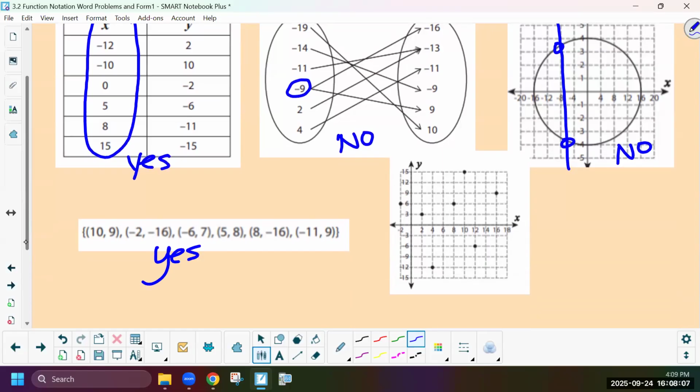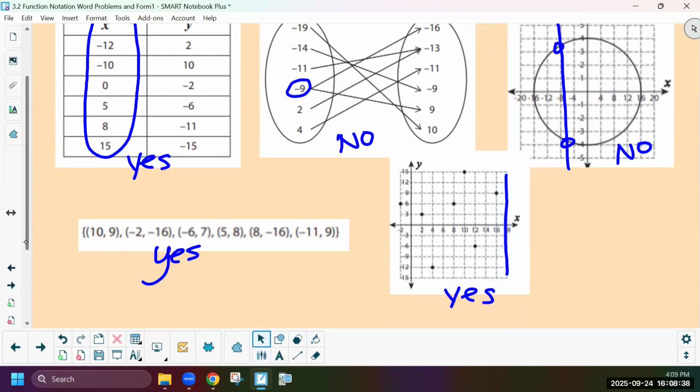And lastly, I have a discrete graph with dots. And again, if I draw a vertical line, that one only hits 1 point. If I slide it to the right, 1 point, 1 point, 1 point, 1 point, and finally 1 point. There's nowhere where I'm going to put the vertical line where it's going to hit 2 points or more. We can only hit 1 point with the same x value. So that one is also a function. Yes.